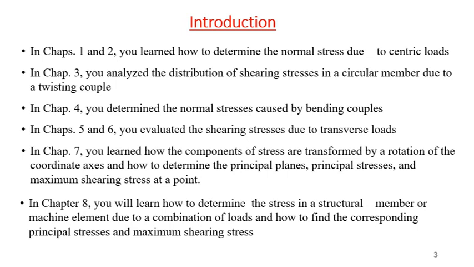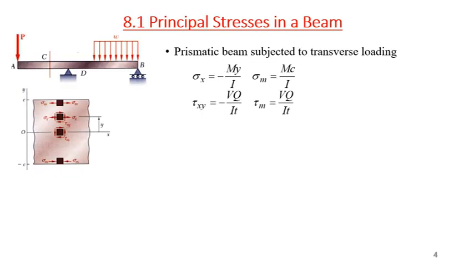Now, let's start with the beam. Let's suppose we have this overhanging beam. We know the formula for a prismatic beam subject to transverse load: sigma x is My over I, or maximum normal stress is Mc over I. In case of shear stress, tau xy is VQ over It, the negative sign just showing the direction, whereas the maximum shear stress is VQ over It.